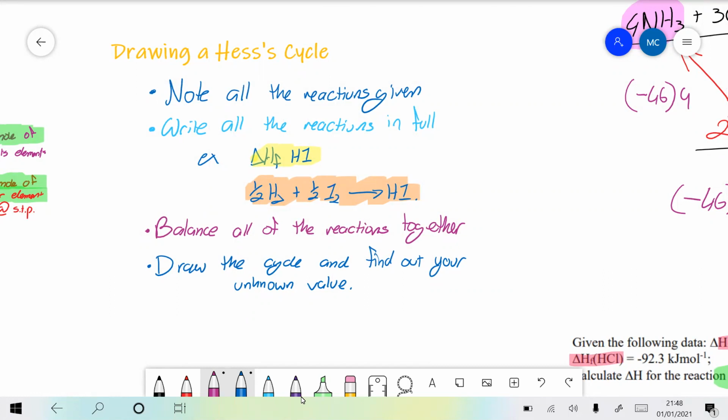Balance all of the reactions together. Make sure that if you have 2 moles of a substance in one reaction, the other reactions will add up to 2 moles of that substance as well. And then draw the Hess's cycle, and find the value for the unknown value. There is always one value which is unknown. Then you can find it.